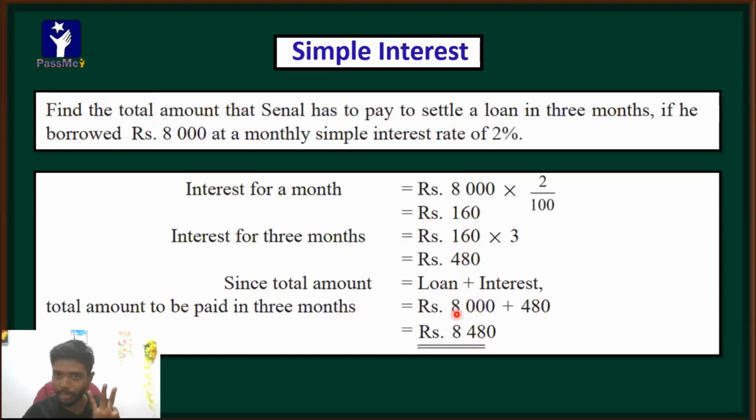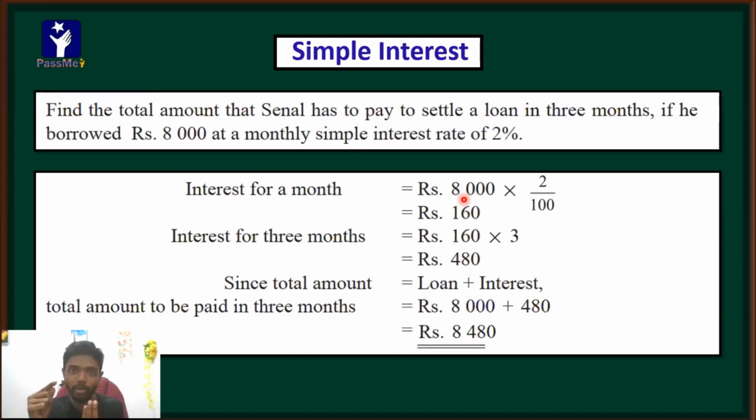You have to pay definitely, but I am talking about the interest part only. The interest at the end of the first month is 160, 160, 160. All together, at the end of the 3 months, you have to add these three interest values to calculate the total interest that you have to pay for 3 months.